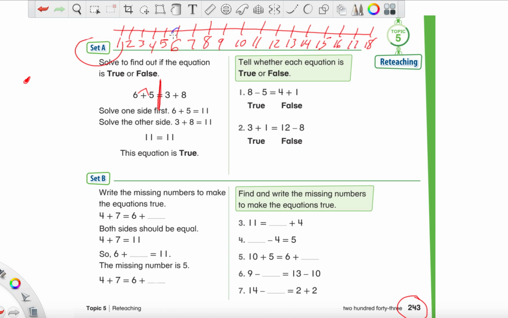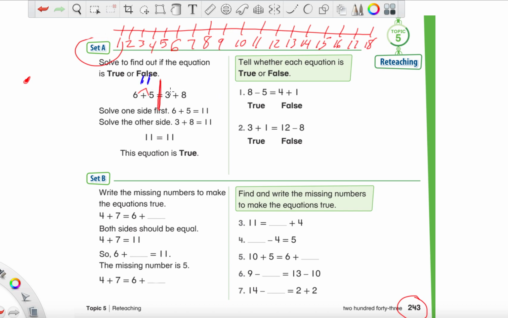6 plus 5, put a dot on 6. And make 5 jumps, because 6 is our start number and 5 is our jump number. So 1, 2, 3, 4, and 5. We land on 11. So now we know that 6 plus 5 is 11.